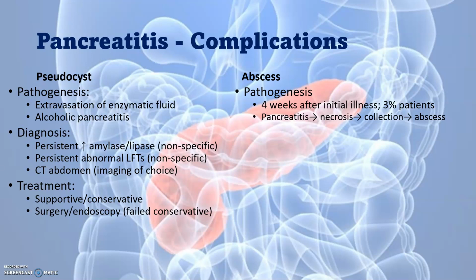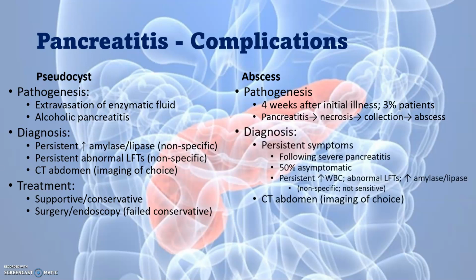Abscesses, on the other hand, form 4 weeks after initial illness in about 3% of patients. Pancreatic necrosis leads to a collection of dead tissue and fluid, which can then become secondarily infected. Patients with persistent symptoms following severe pancreatitis may be developing a pancreatic abscess, but bear in mind that 50% of patients may be asymptomatic.